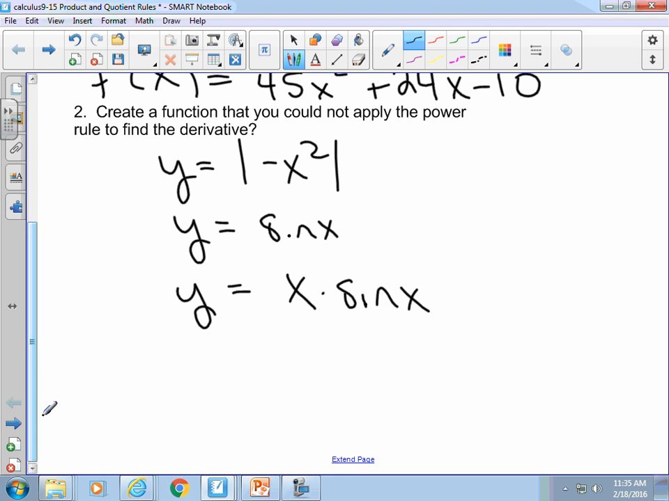So today we're going to learn a rule. We know we still have lots of rules to learn. Today we're going to learn a rule that allows us to find the derivatives of products and quotients, things that are multiplied together, and things that are divided.